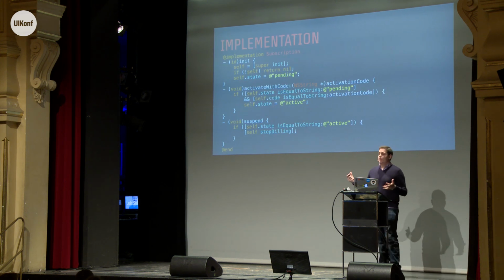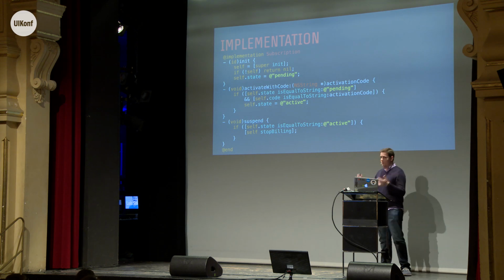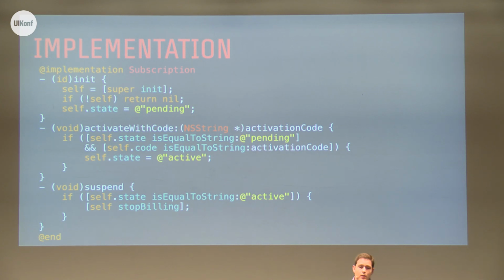Let's say, for instance, that we have a class that models a subscription where the user is paying. We can see that the initial state is pending, and you can then activate it only if it's pending. And the user can suspend the subscription only if it's active, so you will stop paying. Simple example, right? So let's say that this whole state thing is the thing you added.